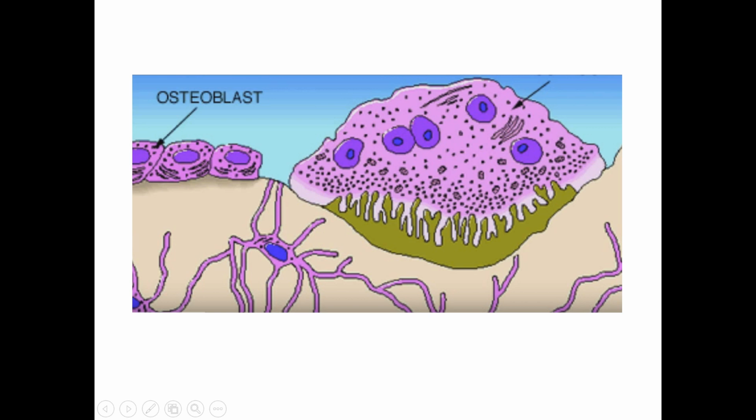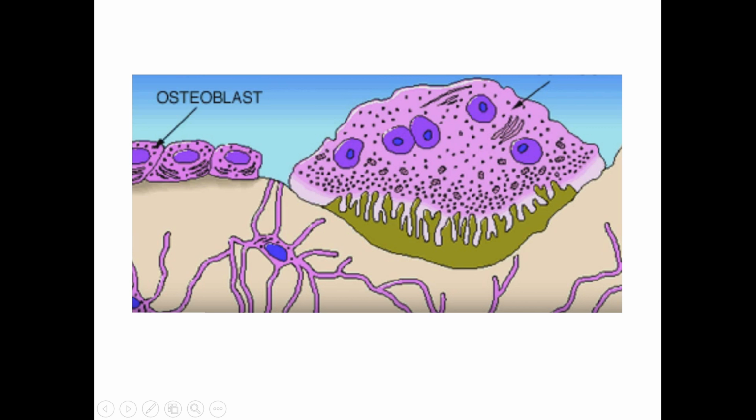This huge one is the osteoclast. Osteoclasts destroy bone tissue when it's necessary. The second one is osteoblasts. Those are bone-forming cells. They are young bone cells.